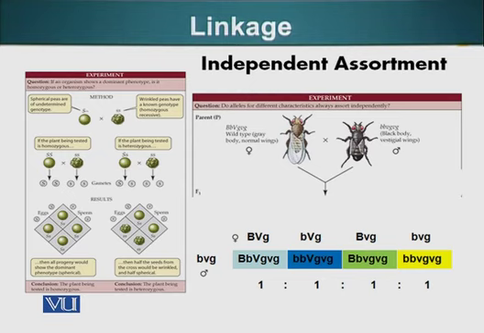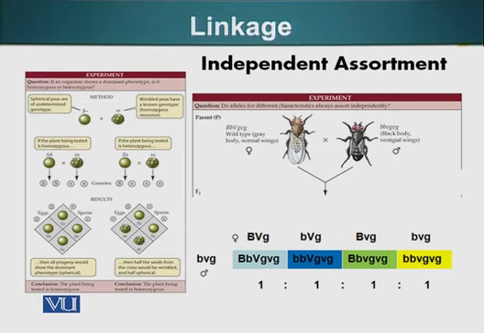He crossed two flies. One was heterozygous for the color and the wings. So the body color, the wild type, is gray. So we will call it capital B, small b. Heterozygous for body color is capital B, small b. Of course, the homozygous would be capital B, capital B, and homozygous recessive would be small b, small b.